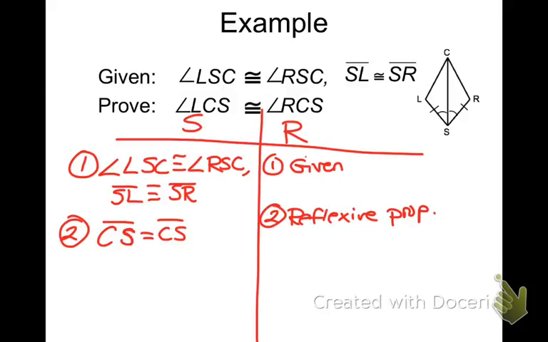Do you have 3 congruent parts now? Yeah, they gave us 2 in the given, and we just added in the reflexive property. So what theorem proves my triangles are congruent? Side angle side. So my line 3 says my triangles are congruent because of side angle side. Now the tricky part is you need to come up with the triangle congruence statement yourself. But we've been practicing that, so it should be no big deal.